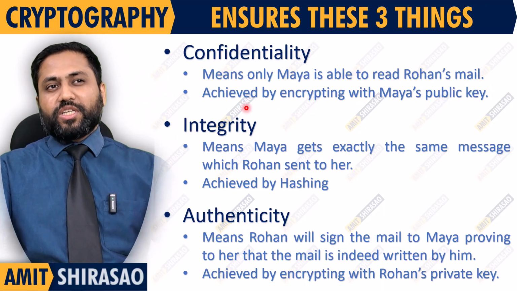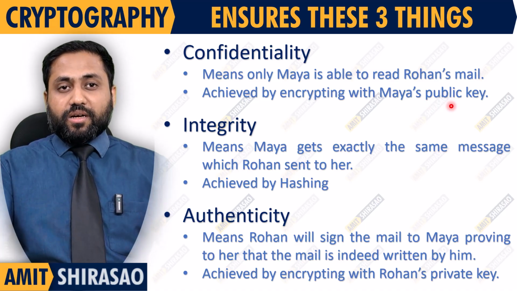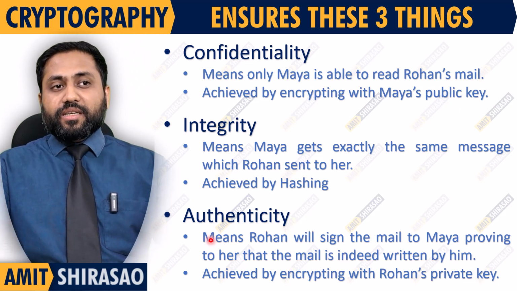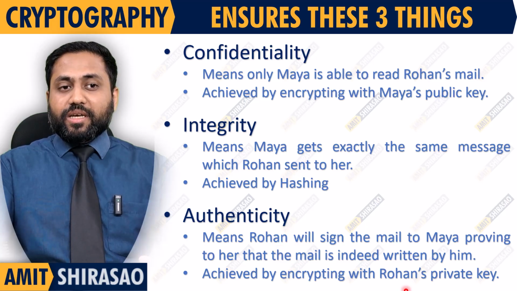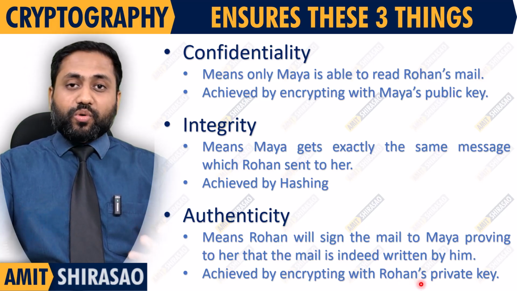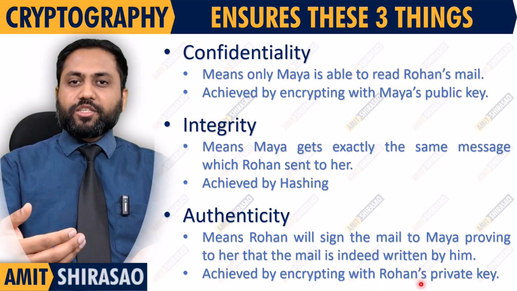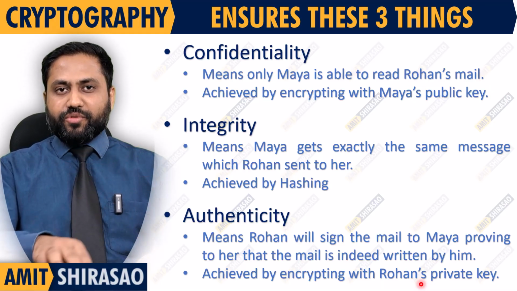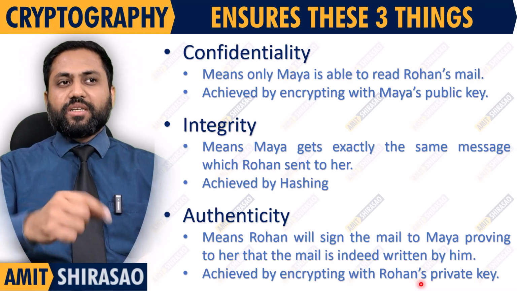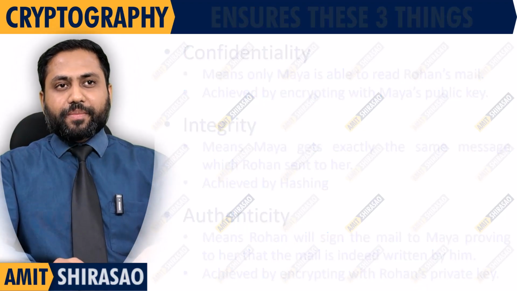For example, confidentiality can be maintained by encrypting the message with Maya's public key. Then integrity can be maintained by hashing it, and authenticity can be done by encrypting the message with Rohan's private key. Now, at the moment you won't understand this, so later in this video you will understand all these things. I have just given it for your reference over here, so that the next time if you read the same PDF, then you will be able to connect the dots.